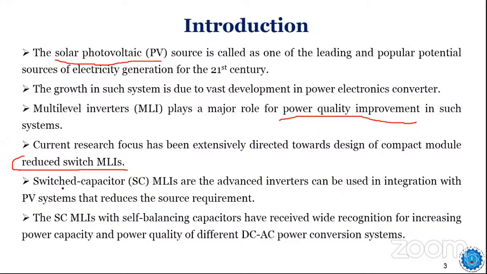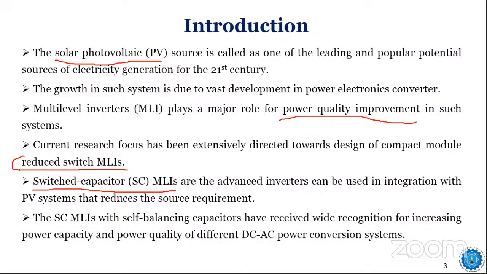So how to reduce that number of input sources, as well as the number of switches? For that reason, switched capacitor type multi-level inverters are developed, which are very much emerging in recent time. And when we develop a switched capacitor based multi-level inverter, when the capacitor comes into the picture, we all know that capacitor voltage needs to be balanced and regulated, right? So without any problem, how can we regulate the voltage across the capacitor? That is our focus here.